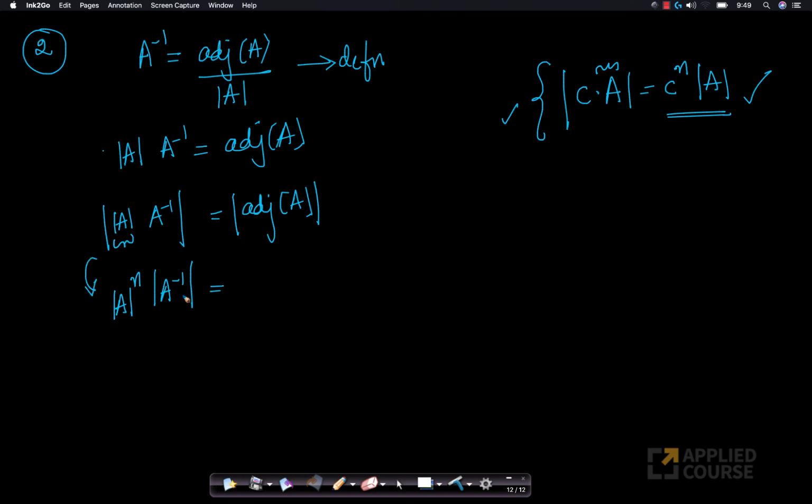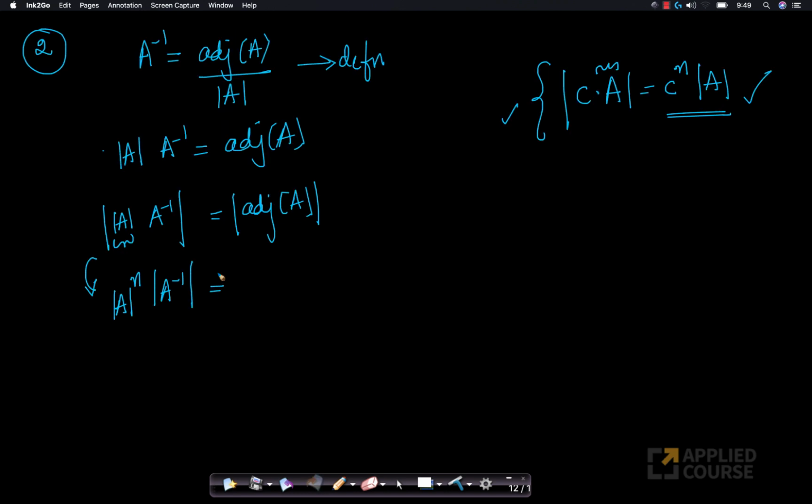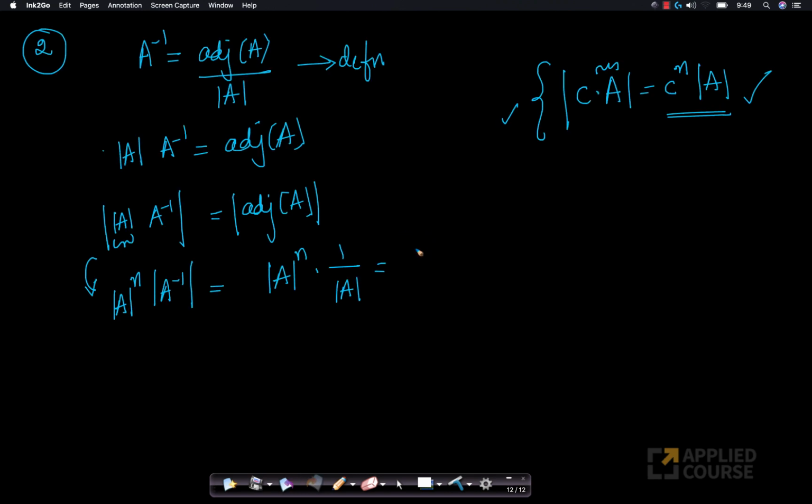Now what is this? We have just seen that det of A inverse is 1 by det of A. So this is det of A power n multiplied by 1 by det of A. See, I'm just following a bunch of rules here. Whatever rule I learned, I'm just applying it here. So what is this? It is det of A power n minus 1, because both of these are numbers. So det of adjoint of A is det of A power n minus 1.